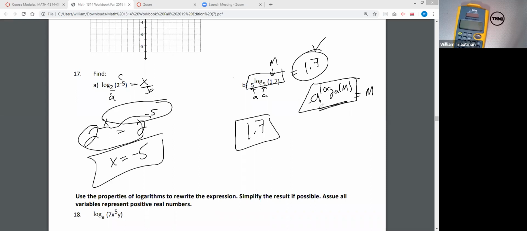Our formula sheet says if you have a problem that looks like this, the answer is going to be whatever's right there, the M. And I do have a problem like that. The A's are the same. Then I have a log. Whatever the answer is right there, 1.7. And that's on our formula sheet in the properties of logs, and it's right there. Cool. Let's move on.